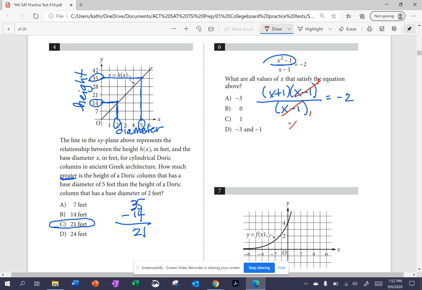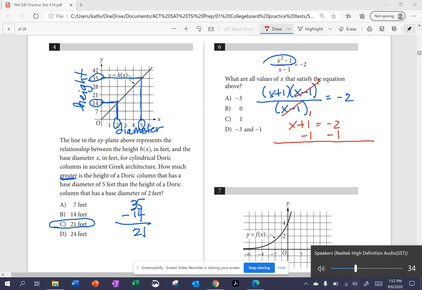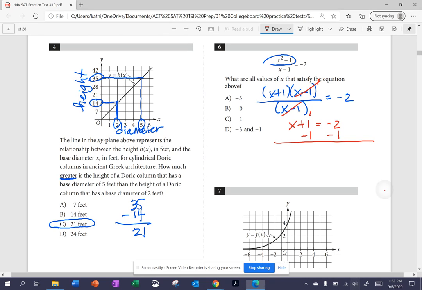So I'm left with x plus 1 equals negative 2. So I'm going to subtract 1 from each side. So I get x equals negative 3. I am not including negative 1 because my function has a hole there.